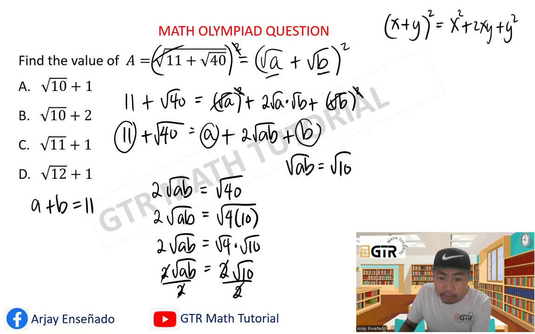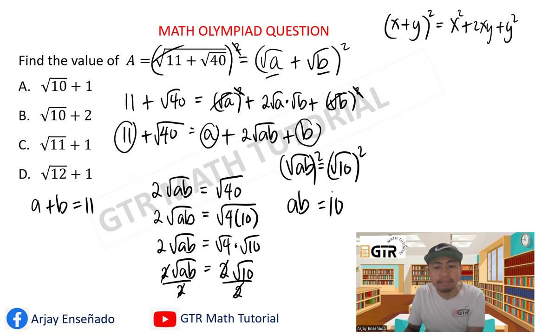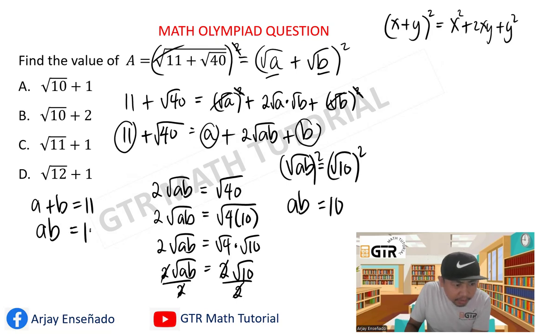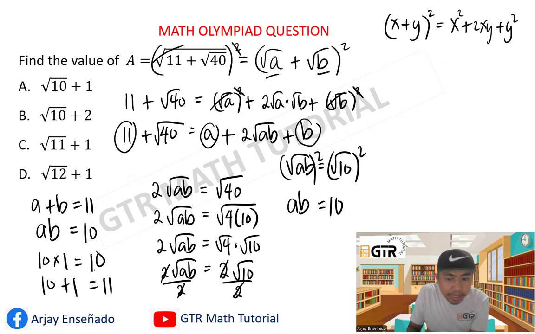So we can square both sides to cancel the radical. Therefore, AB is equal to 10. So we have AB equal to 10. Just by inspection, we can easily solve the values of A and B. By inspection, A plus B equals 11 and A times B equals 10. So therefore, A and B are 10 and 1, because 10 times 1 is equal to 10, and 10 plus 1 is equal to 11.